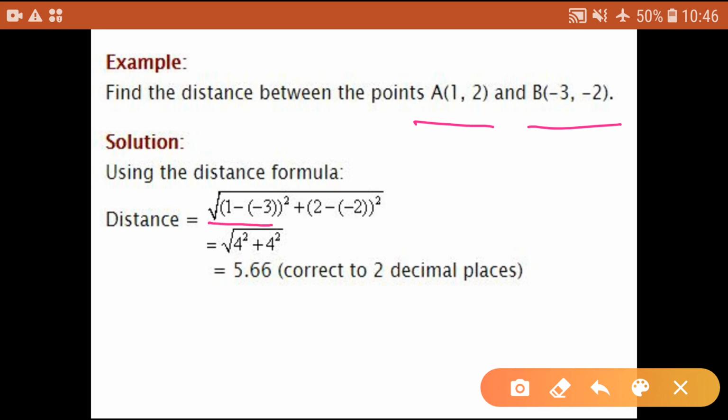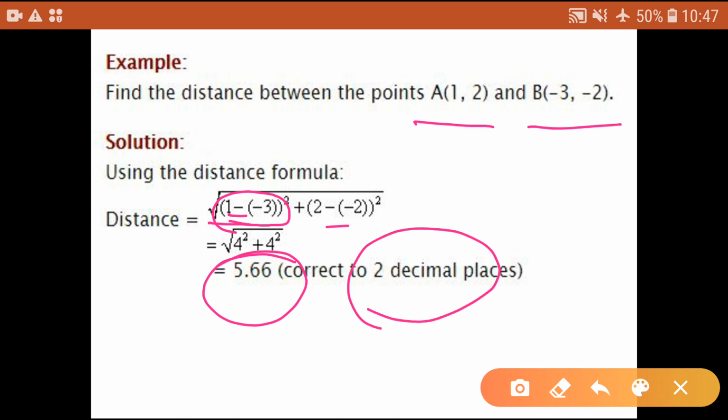And then you have to take particular care of these signs where you are putting the negative signs here, and we can see it is under the root 4 square plus 4 square, and always you are not getting a perfect square under the square root sign, so you will have to find out the value of the square root up to 2 decimal places. So this is the convention. First find the square root up to 3 decimal places and then round it off to 2 decimal places.